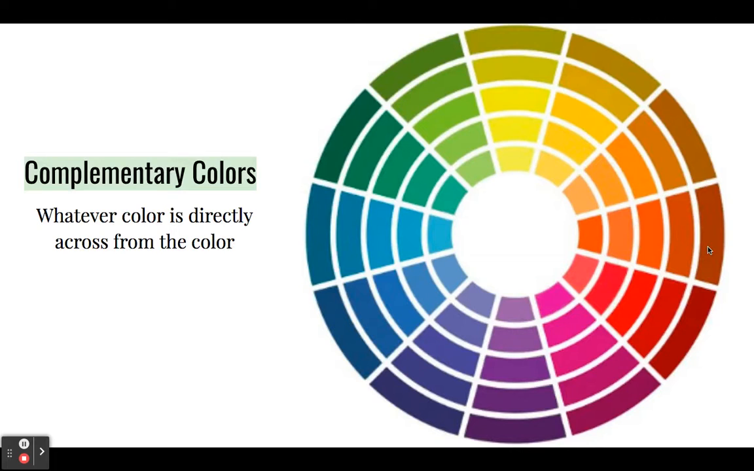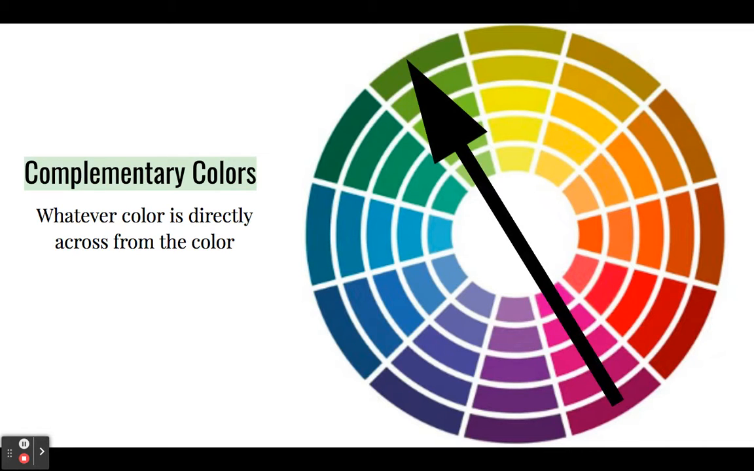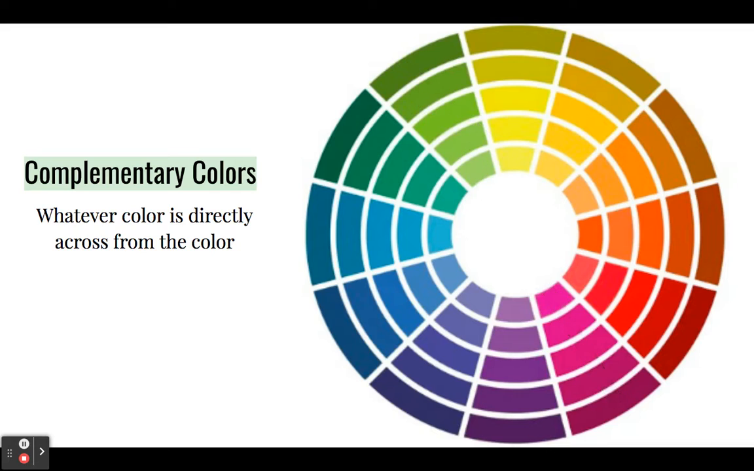On this screen, you can pause this if you need it, but you'll see that the complementary colors are going to be directly across from the other color. So if you take a look here, the lightish blue, the color that's directly across from it is this lightish orange. So that's going to be the complementary color. Same thing with this magenta, the complementary color is going to be like a hunter dark green.